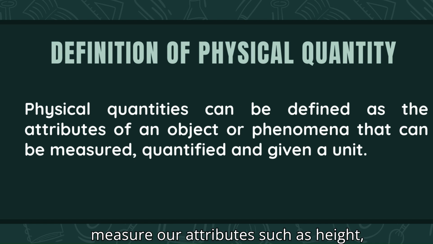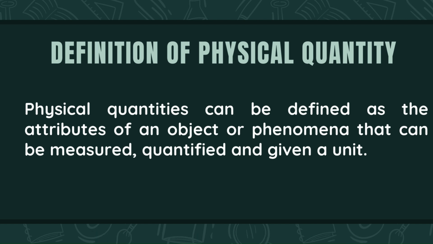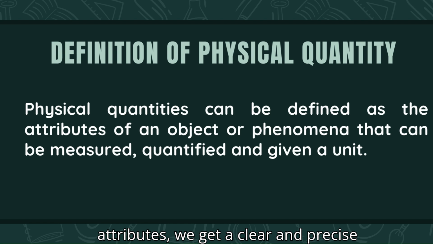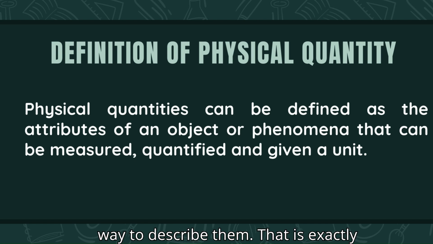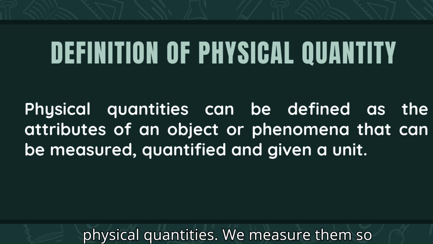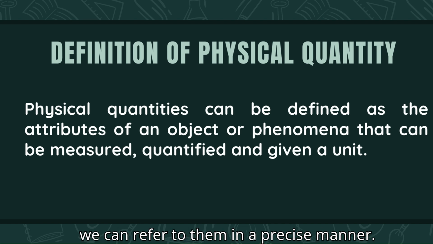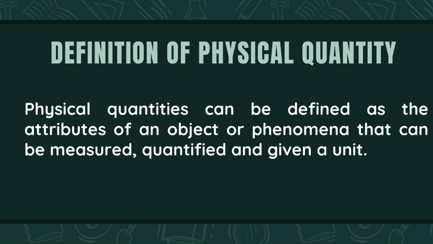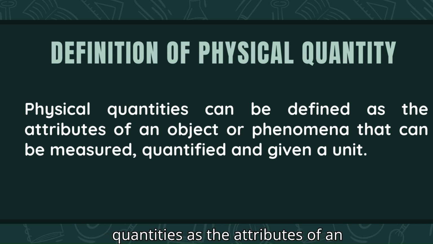Just as we can measure our attributes such as height, weight, or age, in physics, we can measure length, mass, and time. When we measure these attributes, we get a clear and precise way to describe them. That is exactly what we do in physics when it comes to physical quantities. We measure them so we can refer to them in a precise manner. Therefore, we can define physical quantities as the attributes of an object or phenomena that can be measured, quantified, and given a unit.